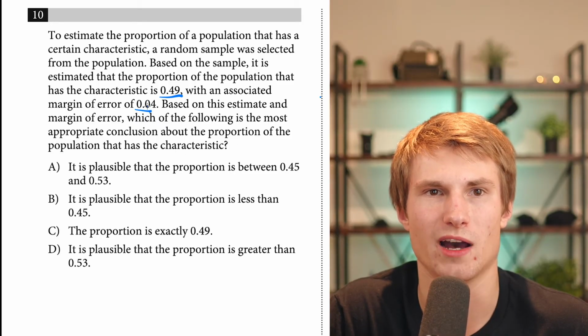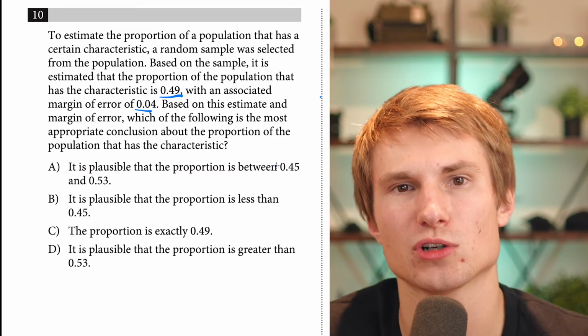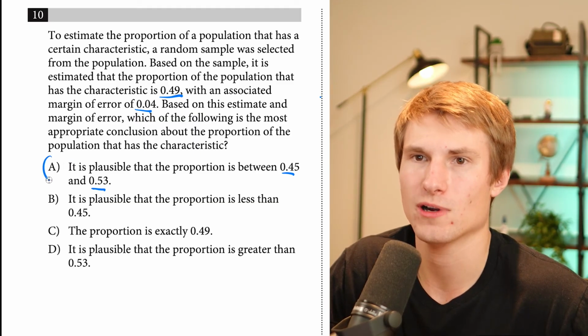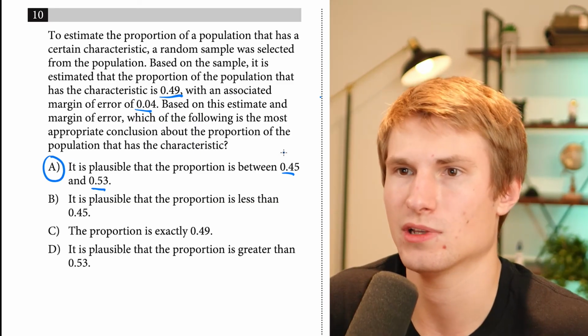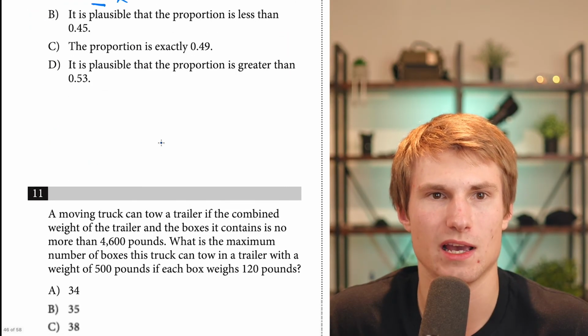Well, you just do plus and minus the margin of error. So we've got option A, it is plausible that the proportion is between 0.45 and 0.53. Yes, because you subtract 0.04 and you add it to 0.49 and you would get 0.45 and 0.53. So that is correct. So answer choice A. We can move on to question number 11.